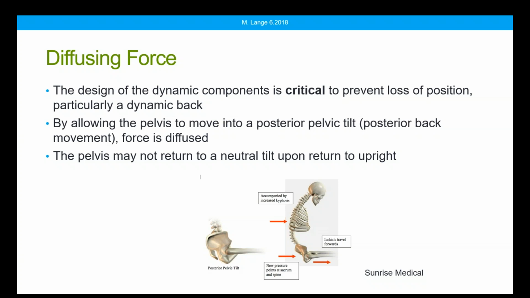The Kid Rock had a seat where the most posterior portion of the seat lifted up as the seat to back angle opened, and that was to try to maintain the position of the pelvis. Each company has their own strategies to do that.